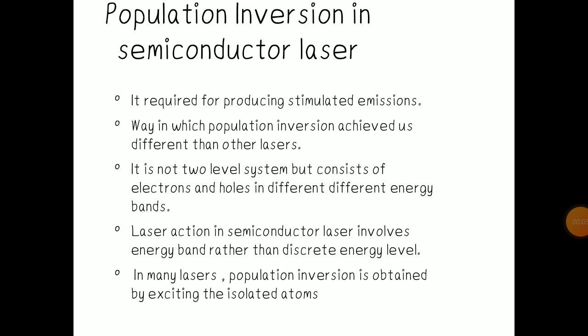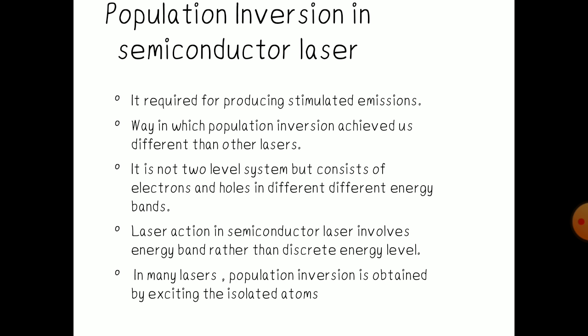Today we are going to discuss population inversion in semiconductor lasers. Population inversion means there are more atoms in the excited state than in the ground state. Such a condition is known as population inversion, and semiconductor lasers are the lasers which emit light when connected in forward bias. We have discussed forward bias and reverse bias in the previous video. So today we are going to discuss population inversion in semiconductor laser.